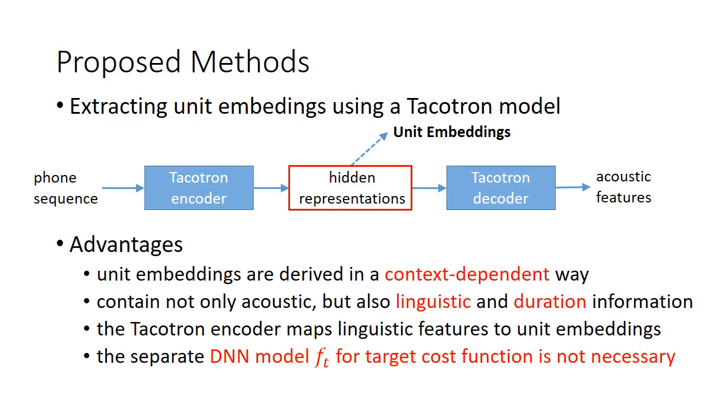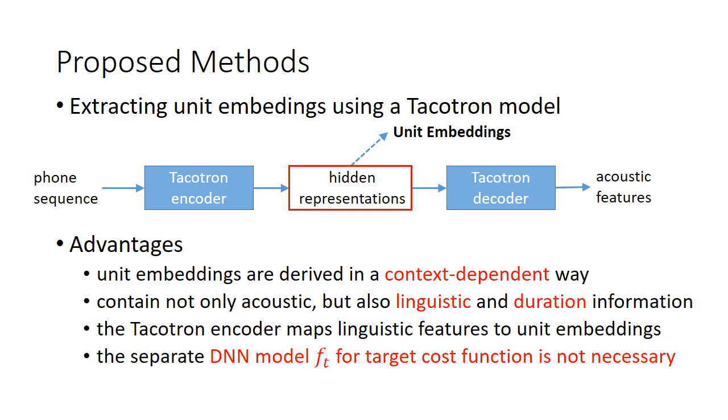Therefore, this paper proposes to utilize the output vectors of Tacotron encoder as unit embeddings for unit selection speech synthesis. This proposed method has three advantages. First, the output vectors of the Tacotron encoder contain not only acoustic, but also duration and context information of phone units.